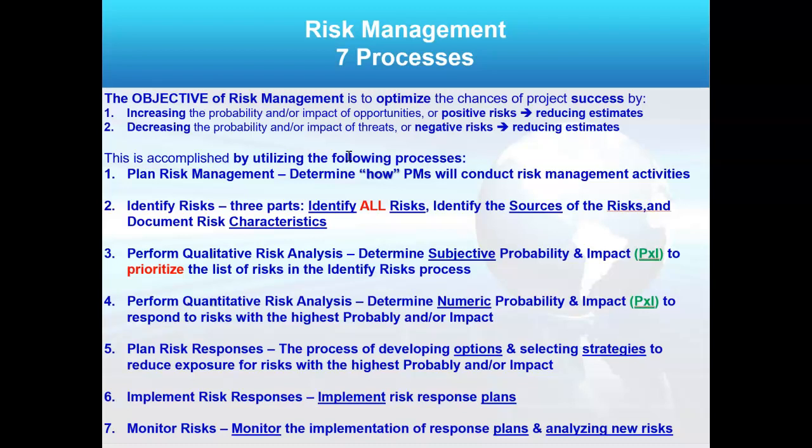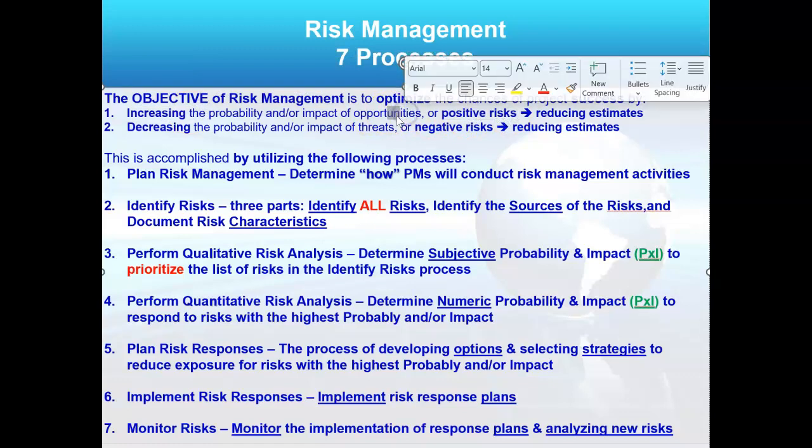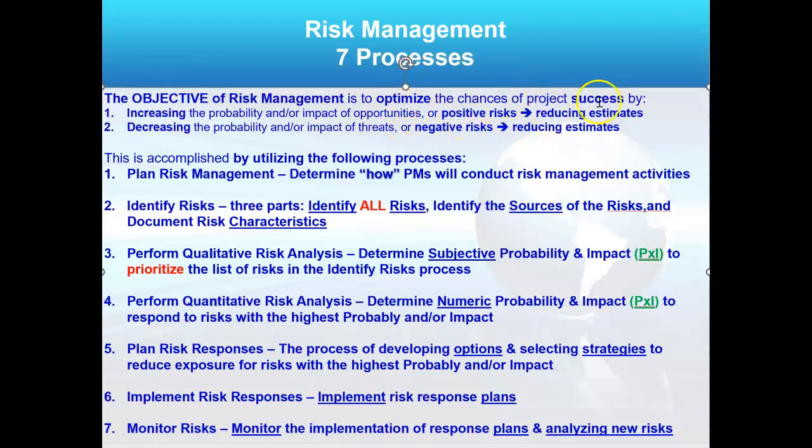Now, we're using risk management to optimize our chances of success. We want to increase positive risks. We call them opportunities, actually. And like maybe having great estimates, better estimates reduces your risk. Now, we want to decrease negative risks. So you want to increase positive risks, decrease negative risks, or sometimes we call them threats. Threats is another term for negative risks. Again, by, for example, reducing estimates, using checklists, doing peer reviews, things like that.